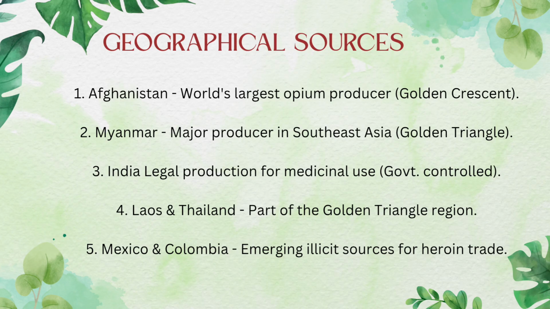Third, India, legal production for medicinal use. Fourth, Laos and Thailand, part of the Golden Triangle region. Fifth, Mexico and Colombia, emerging illicit sources for the heroin trade.